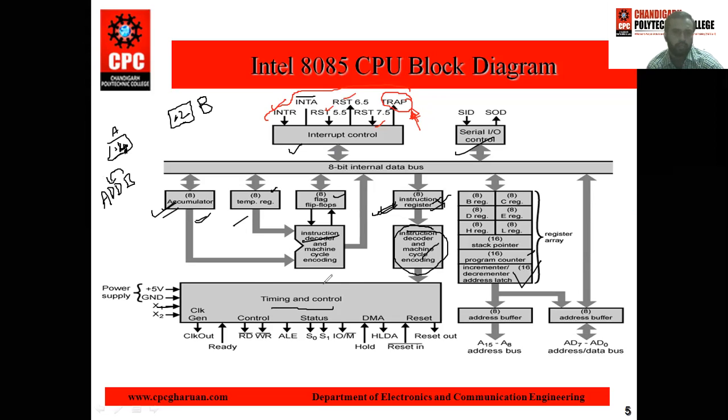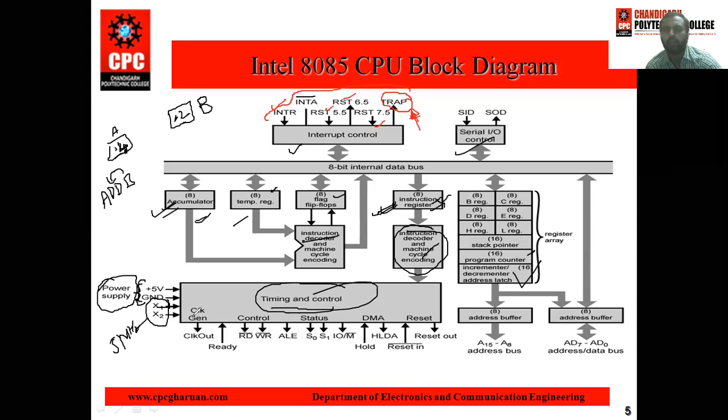Now this is your timing and control unit. These are your different pins. This is your plus 5 volt and ground. This is the power supply which we require to turn on the microprocessor. Next is X1 and X2. On X1 and X2 we apply a 5 megahertz crystal oscillator. With the help of this, the microprocessor can run.